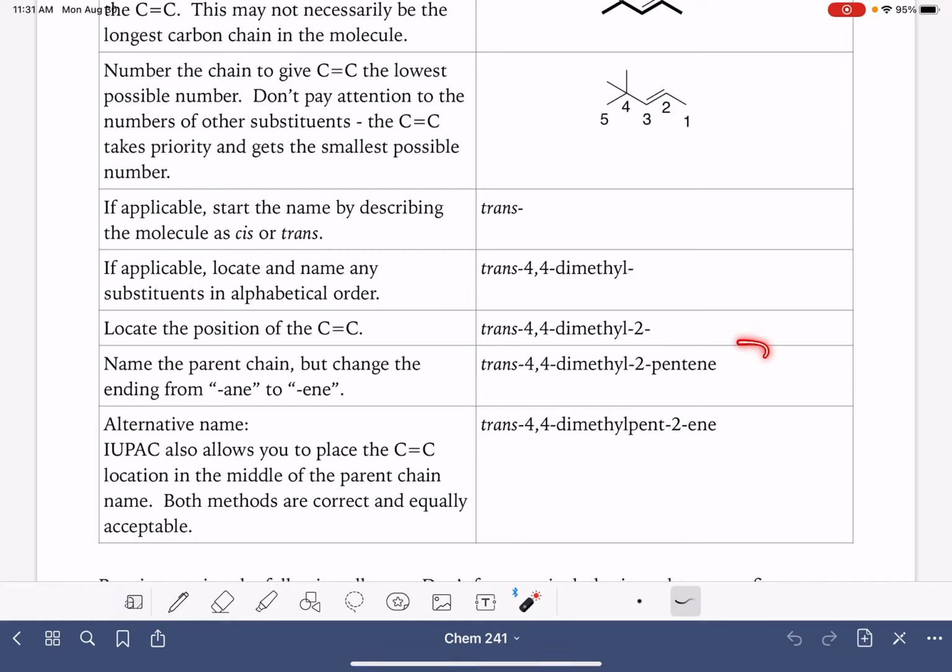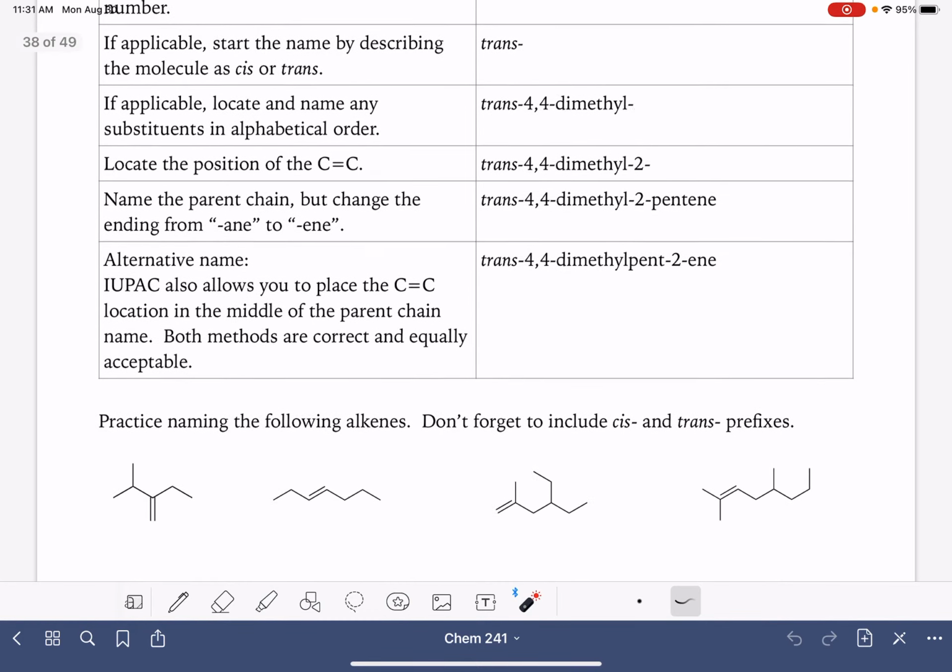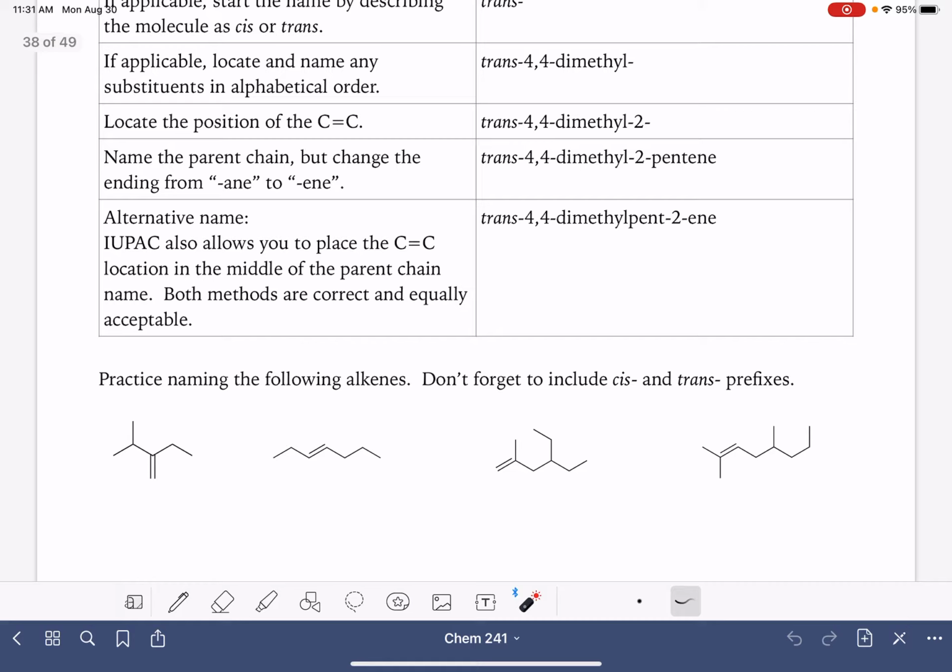So you can use either one of these systems unless you're being specifically told to go one way or another. And most chemists will kind of go back and forth between these two systems of numbering at the beginning of the parent chain versus numbering in the center or the middle of the parent chain. So let's practice naming some of these alkenes.